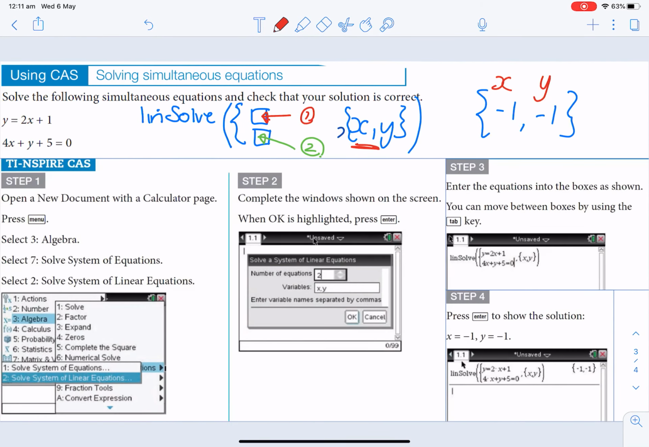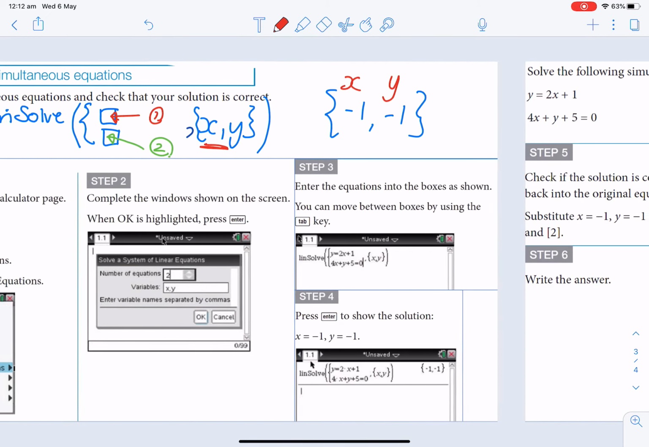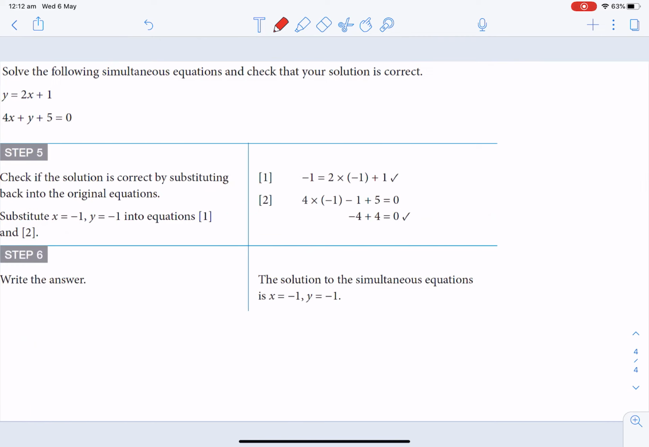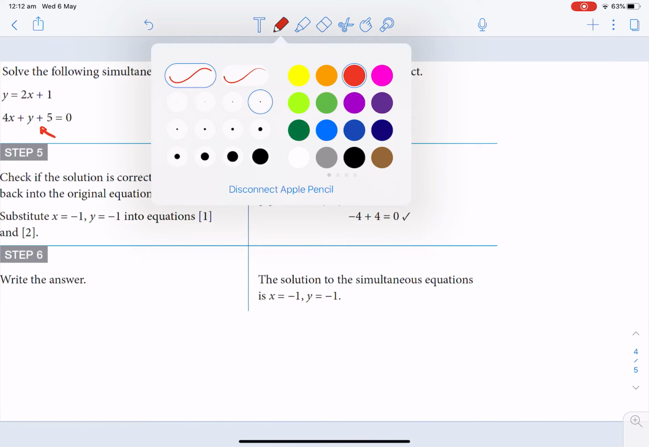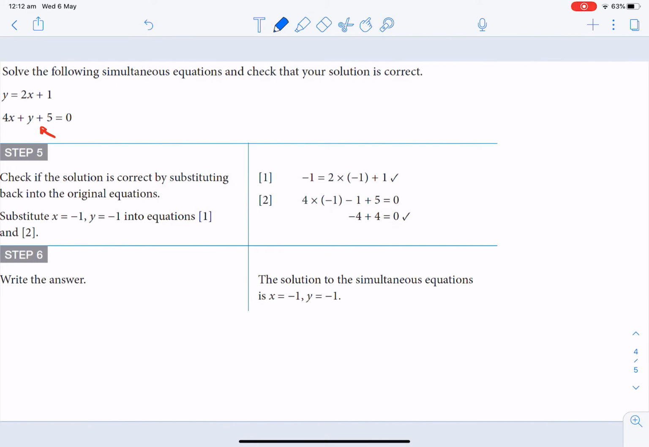All right, so the CAS solved y equals 2x plus 1 and 4x plus y plus 5 equals 0 as -1, -1. What I'm going to do is show you how to do this step by step to solve the same equations by hand. We need to take this second equation, because I currently have y equals 2x plus 1, and I need to make y the subject on my second equation. So 4x plus y plus 5 equals 0.